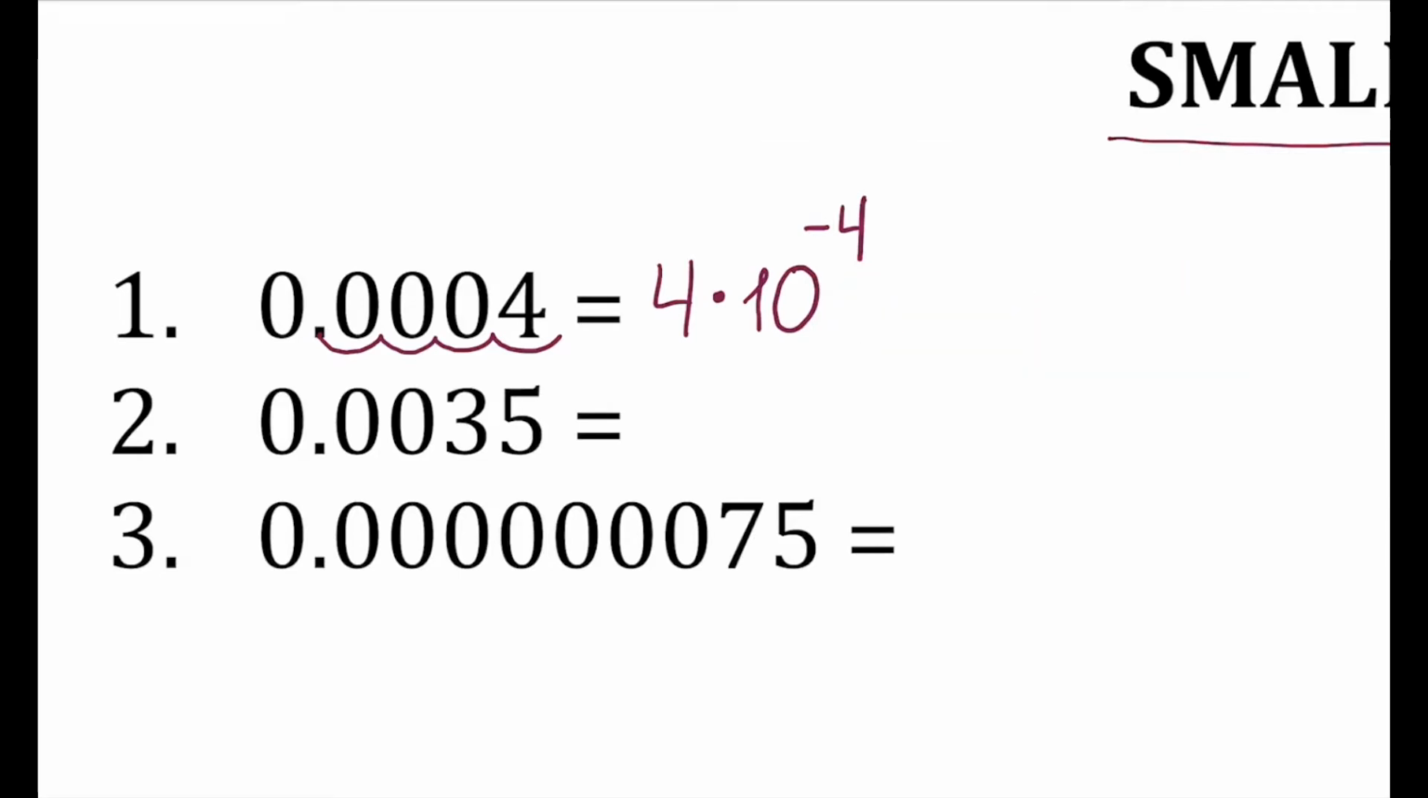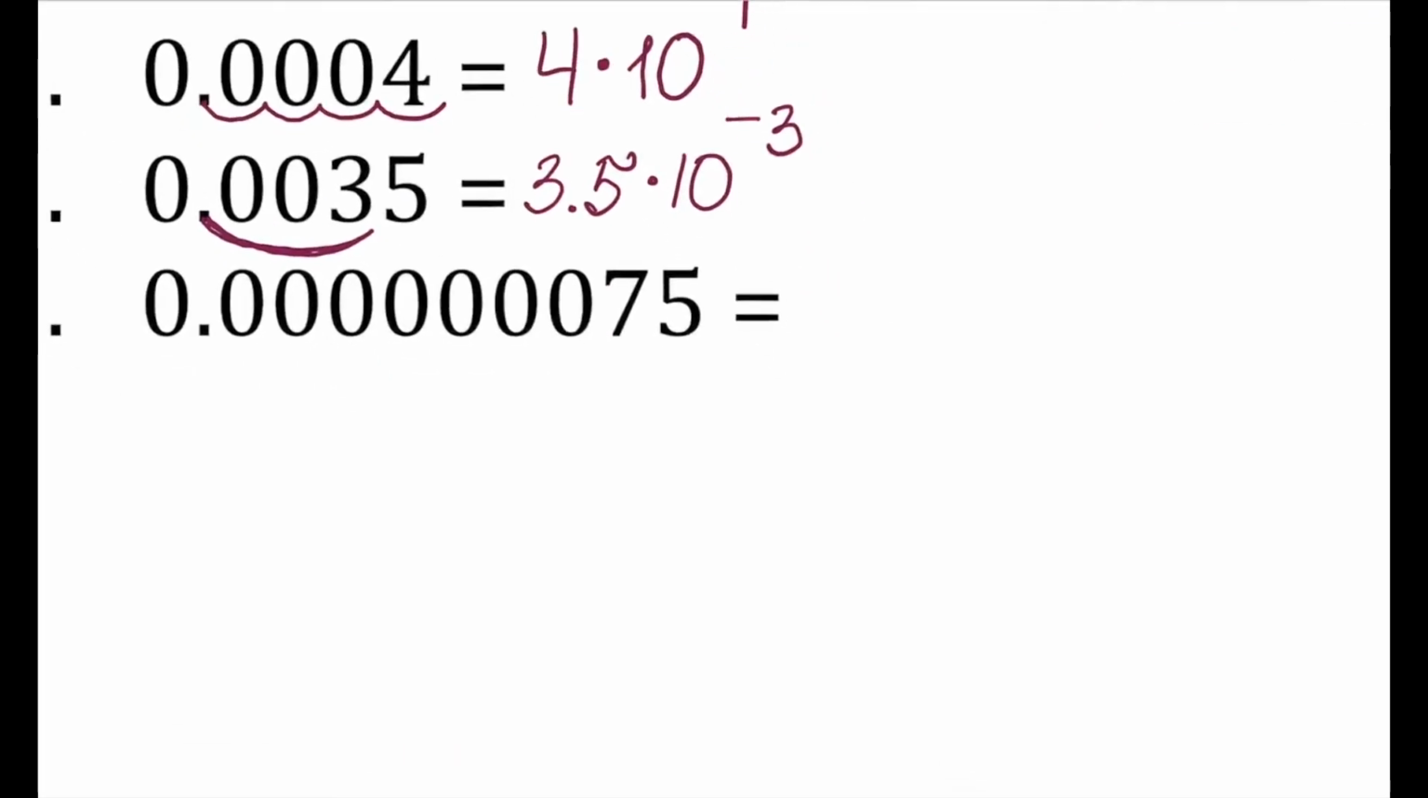The next one. Here you are going to move your decimal point to the right also, but only 3 times this time. So we're going to have 3.5 times 10. You moved it 3 times to the right. Your power of 10 is going to be 3 times to the left, because remember, negative numbers are like going to the left. You can do the next one yourself.